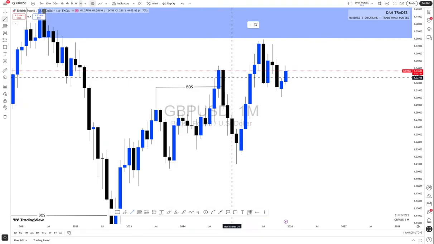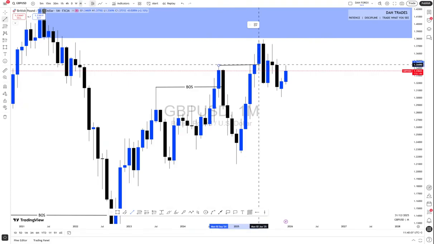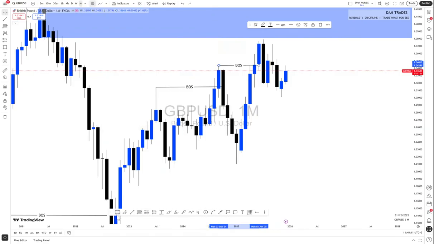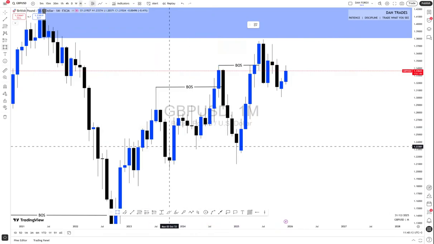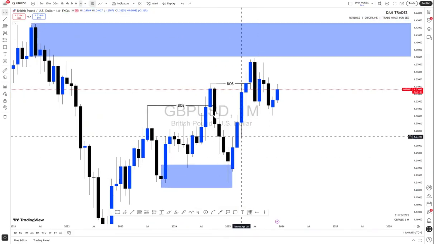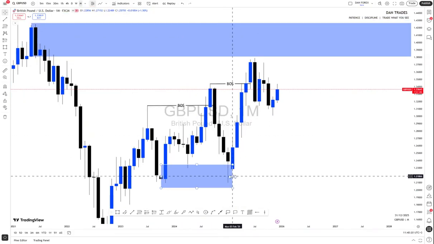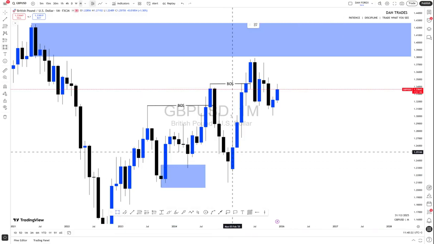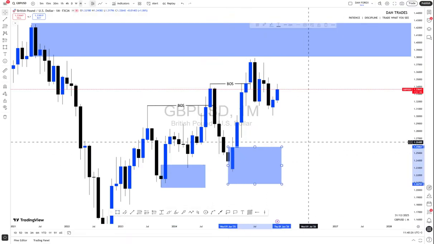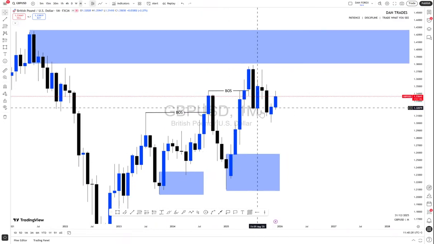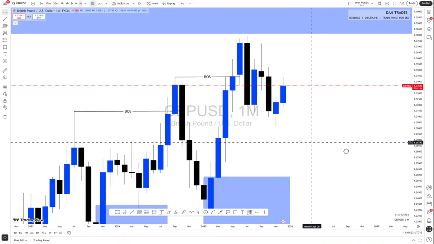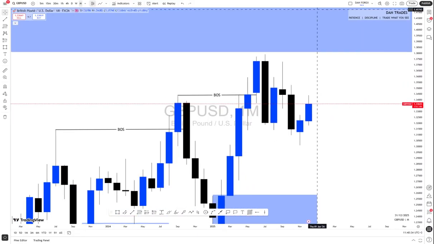Again, we have another breakout structure, and of course, when we have a breakout structure, there must be a demand zone which caused that breakout structure. You can see clearly this is the demand which caused this breakout structure. And again, for this second breakout structure, this is the unmitigated demand zone which caused that breakout structure.